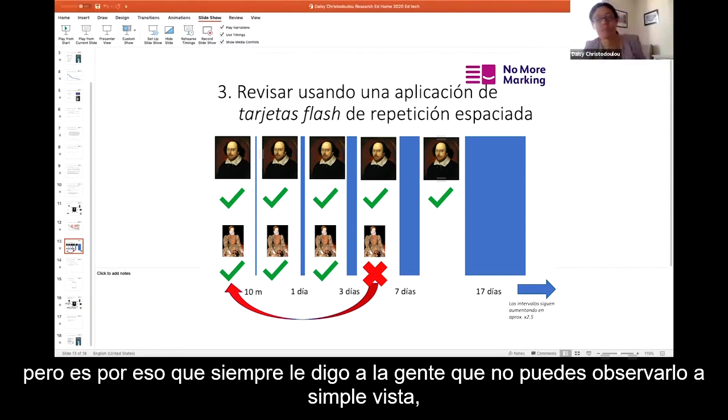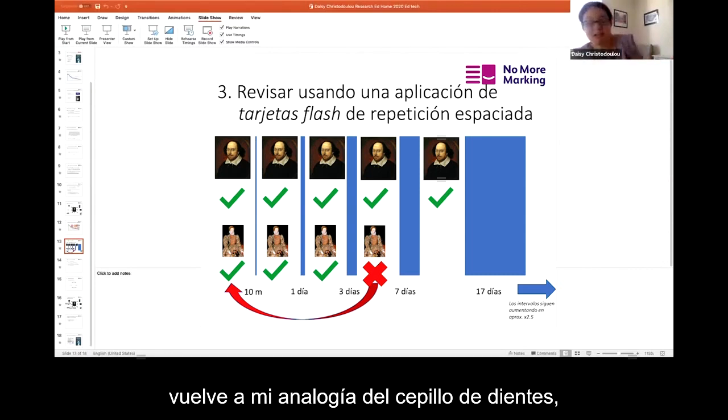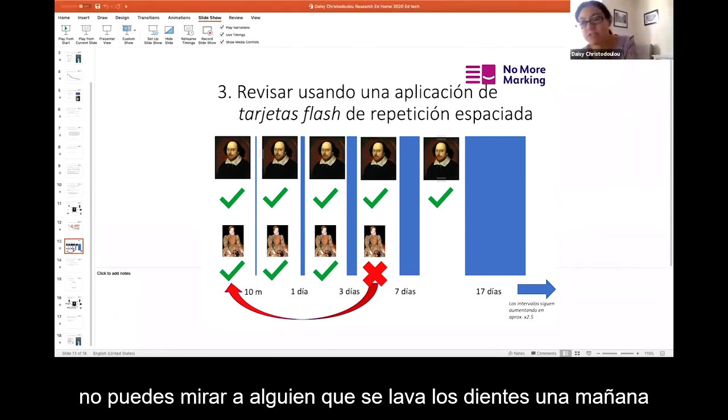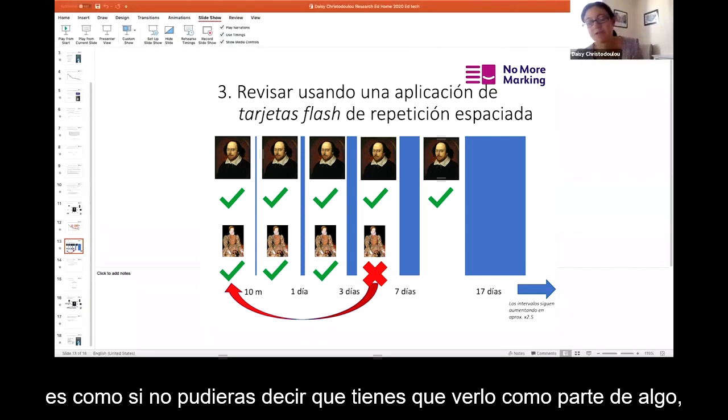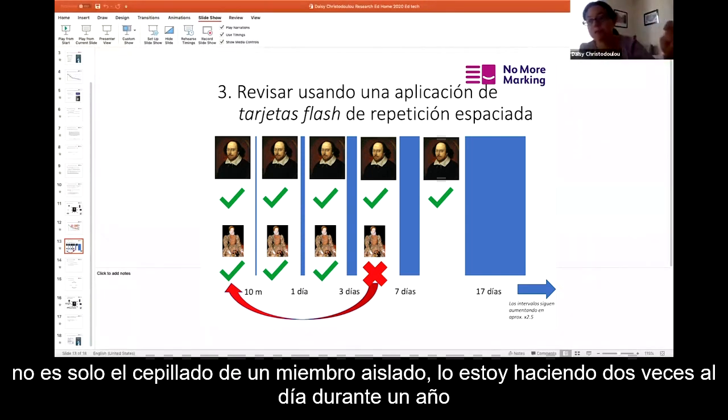But that's why I always say to people, you can't look at it, to go back to my toothbrush analogy, you can't look at somebody brushing their teeth one morning and going, well, you only brushed your teeth for one morning. That's so reductive. You can't just isolate that. You've got to view it as part of something. It's not just that one isolated moment of toothbrushing.